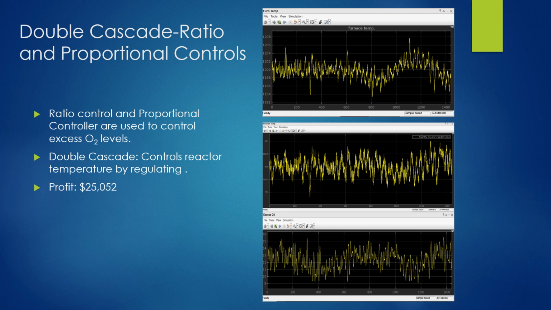As we can see here, controlling the excess oxygen near normal operating conditions with the PID controller increased the profit. The cascade controller could account for unmeasurable disturbances on the fuel composition variations, fuel supply pressure fluctuation, and temperature fluctuations. We concluded that the double cascade controller option was a better choice compared to the other options previously mentioned.